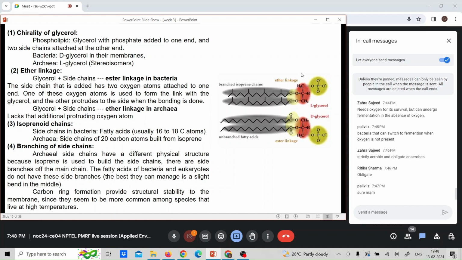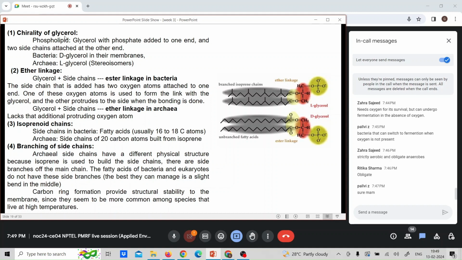This difference in orientation brings about the difference in this bond also. You can see here where the oxygen of this fatty acid chain is linked to, and here you can see where the linkage is. So that basically brings about the difference between the ether linkage and the ester linkage. And the other major difference is the presence of branched isoprene chains here, whereas here you can see unbranched fatty acids. So let's see what exactly this confers to the archaea.